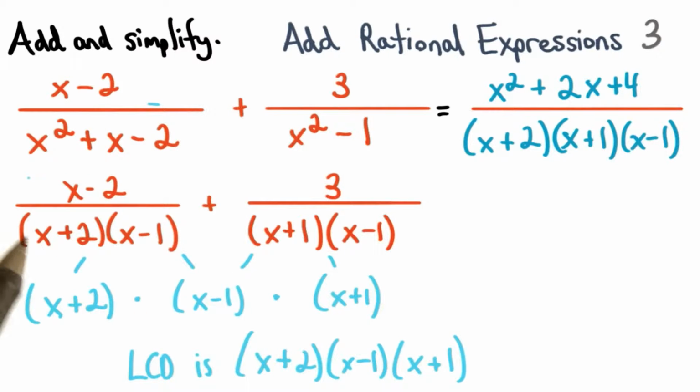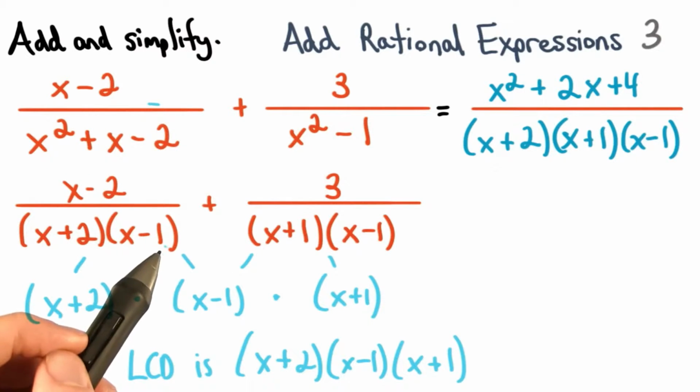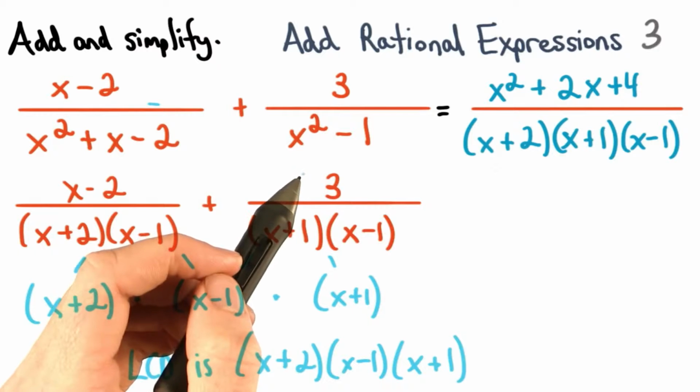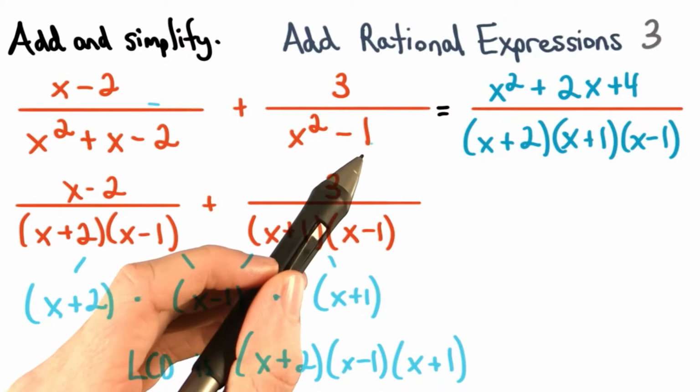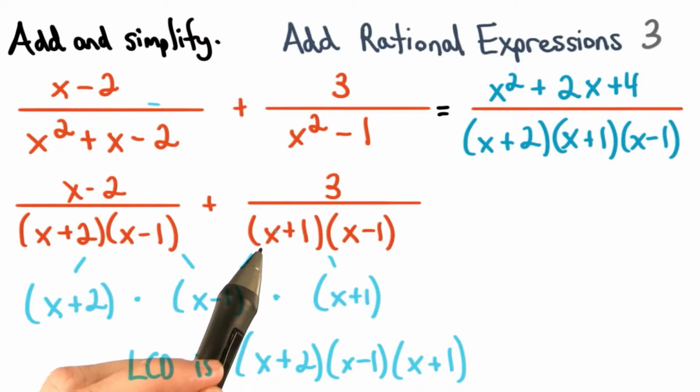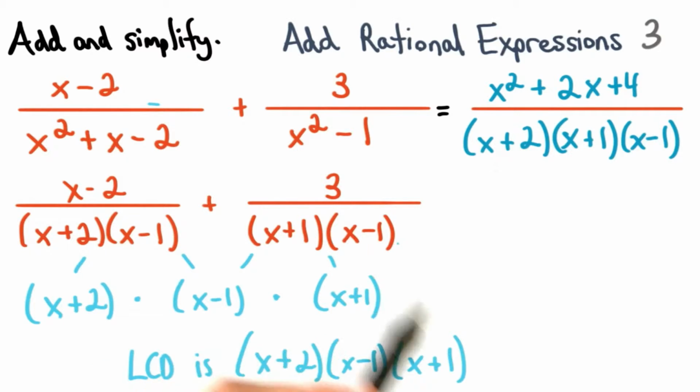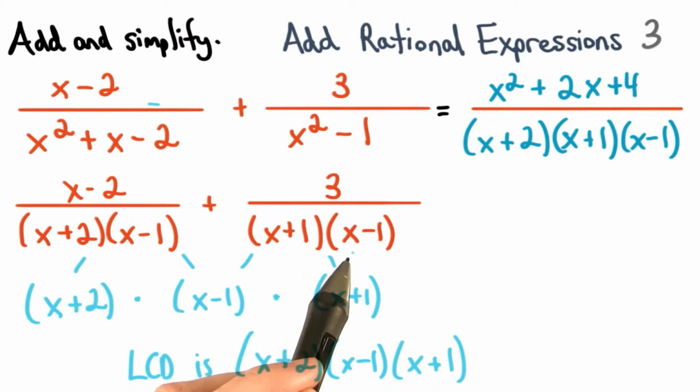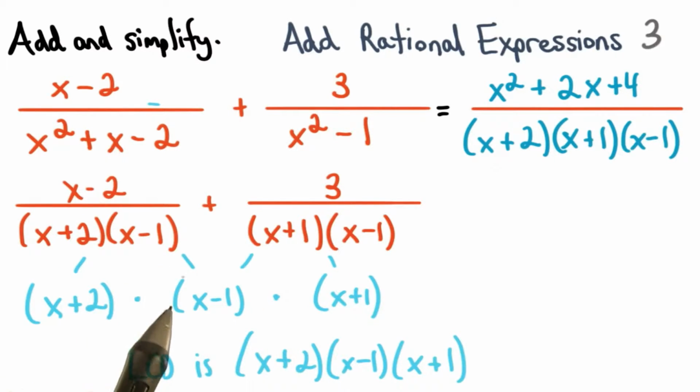This denominator factors to x plus 2 times x minus 1. And then this denominator is actually the difference of two perfect squares, so we can factor it as x plus 1 times x minus 1. We see the two denominators have a common factor of x minus 1, so we list that in the middle for our factor tree method. The other factors are on the outside, and then we multiply all of them together to get our lowest common denominator, x plus 2 times x minus 1 times x plus 1.